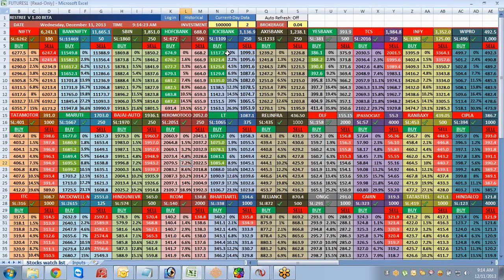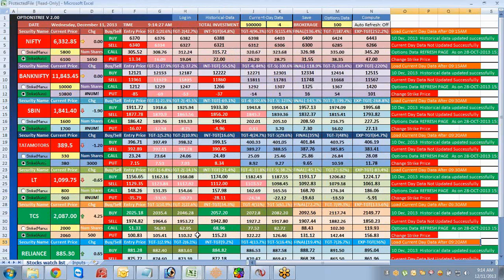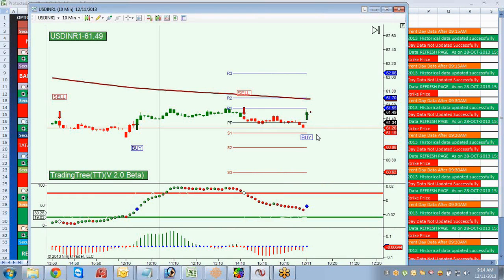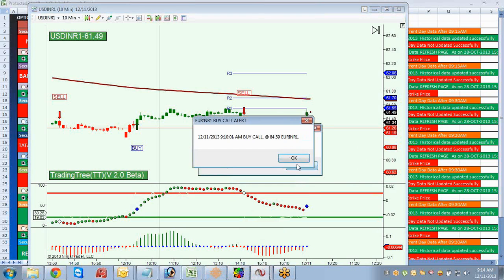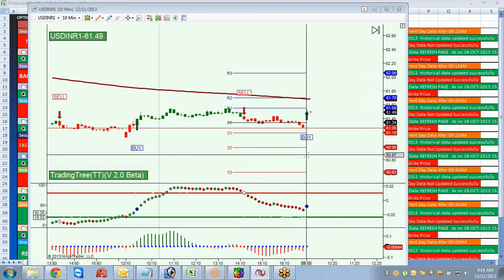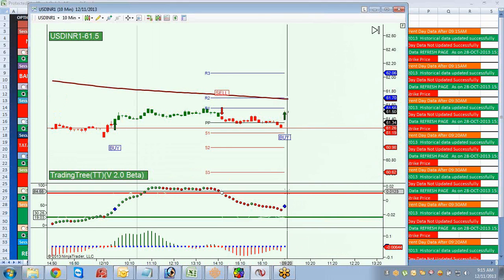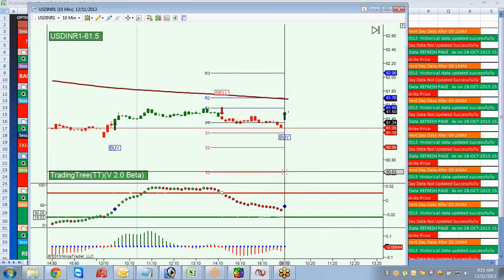So roughly you can see most of the scripts give you at least around 10% returns on your investment, that is on an intraday basis. Both these applications we have are purely intraday applications, and what we have in trading tree is both intraday and positional. So we can see we have got a buy call in USD INR. So all the three we have on buy call. So the markets will open slightly gap down.